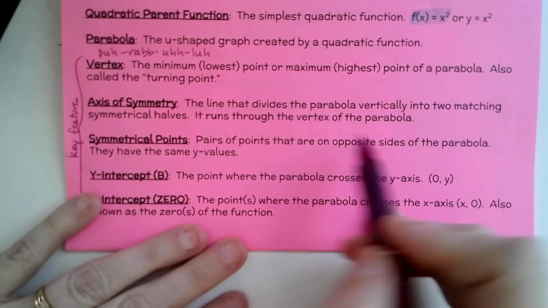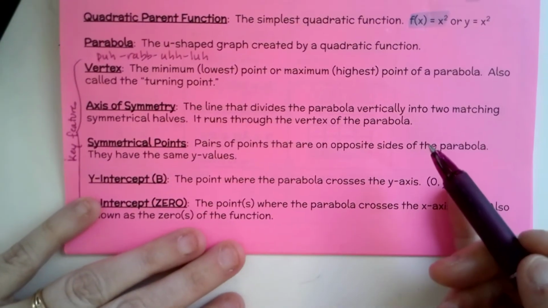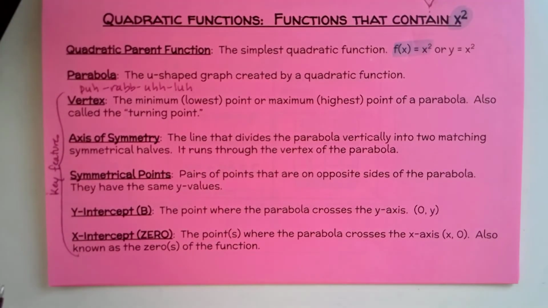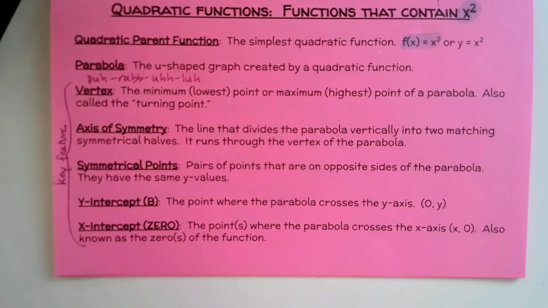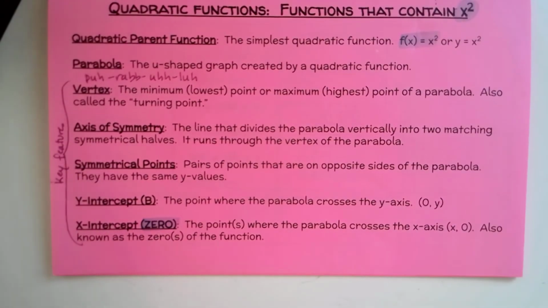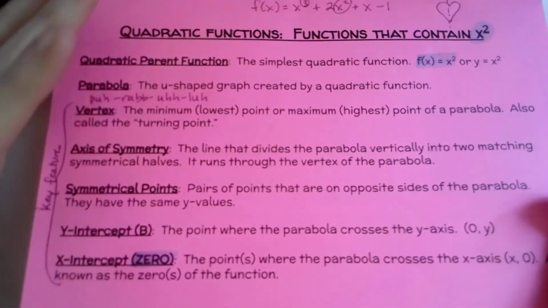Symmetrical points are pairs that are on opposite sides of the parabola. They have the same y values. The y-intercept is the point where that parabola crosses the y-axis, and the x-intercept is where it crosses the x-axis. Now we called it 0 a lot in the last unit, and y'all were like, what's a 0? Okay, look, zeros are everything in quadratics, so you have to understand, they will ask you about zeros. And just like slope had a billion words, 0 has a bunch of words that are synonymous with it too. Okay, so that's our quadratic vocabulary.